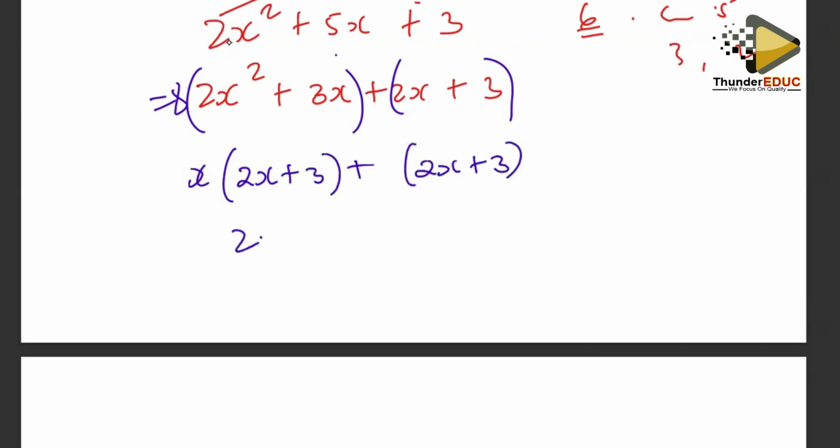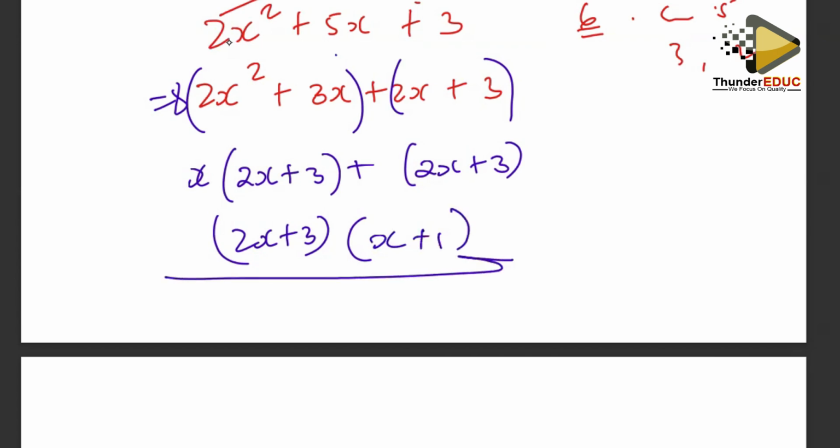And then what's common? 2x plus 3 is common. When you take out this 2x plus 3, I'll be left with just x. Take that out, I have a 1. And then I'll have that as my final answer. All right, so that is to do with the grouping.